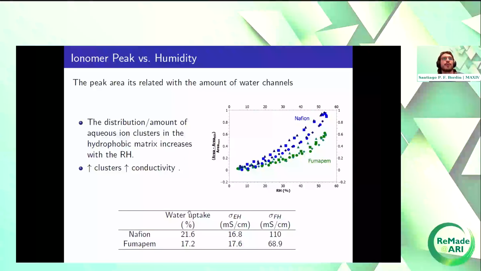If we compare the water uptake capacity of both membranes, we see that it is quite similar in percentage, around 20%. But if we compare the conductivity of both membranes, in this one for ambient humidity, it is quite similar. But if we go to fully hydrated membranes, the Nafion is quite a bit bigger than the Fumapem. So we can relate this to the increase in the area of the peak when the humidity increases.